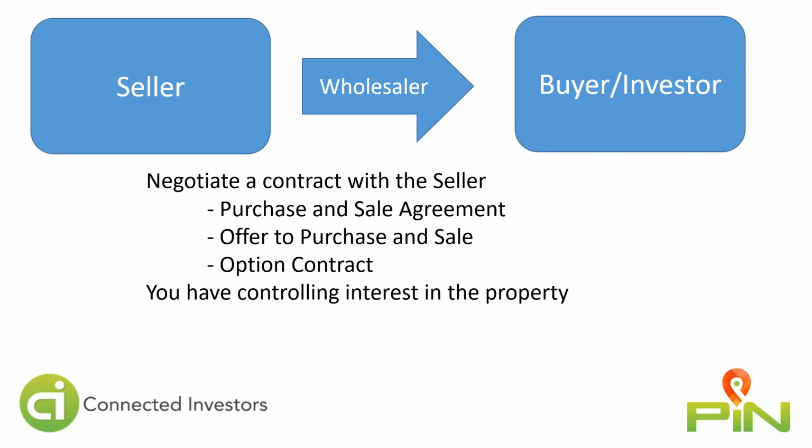Now, the difference between a wholesaler and someone who is just a property locator is the property locator does not have controlling interest in the property. They don't have it under contract. They just go out and find the property. Then they notify the buyer about the property, and the buyer pays them a finder's fee or professional services fee or something like that. They don't actually put the property under contract.